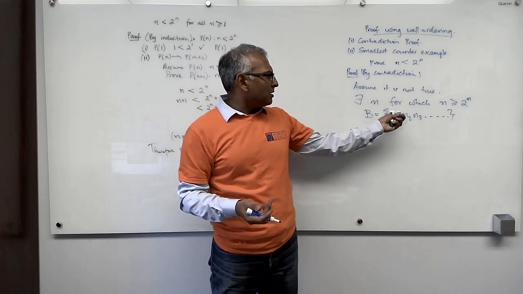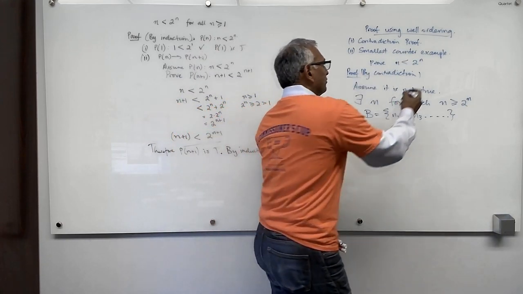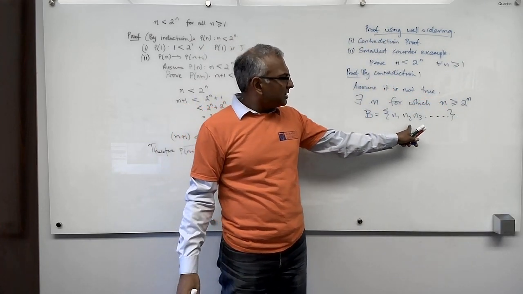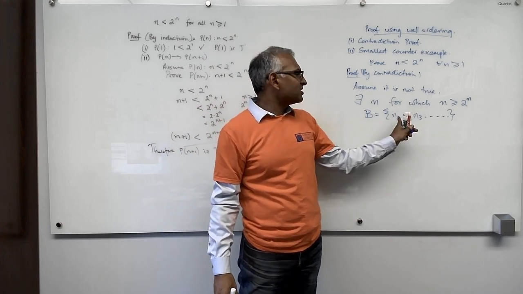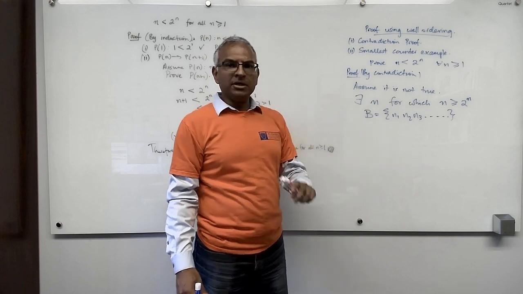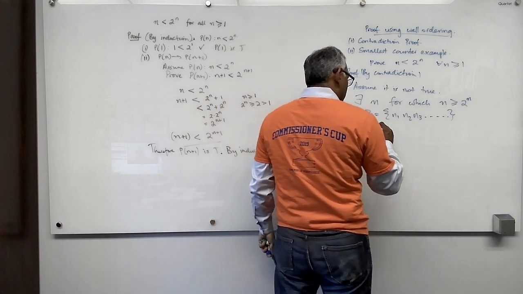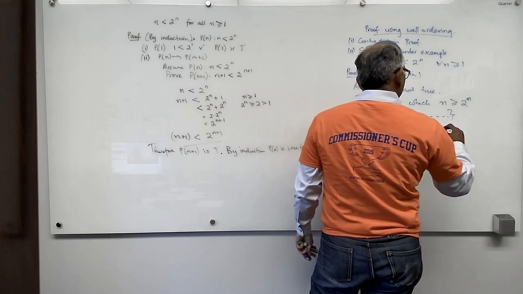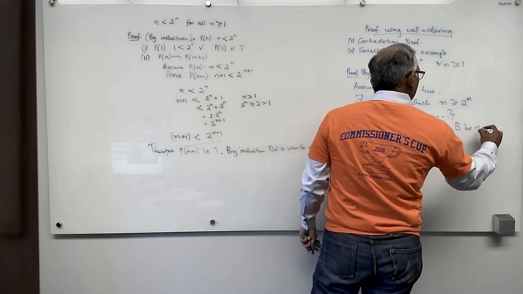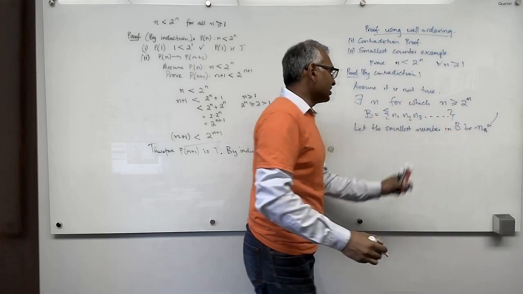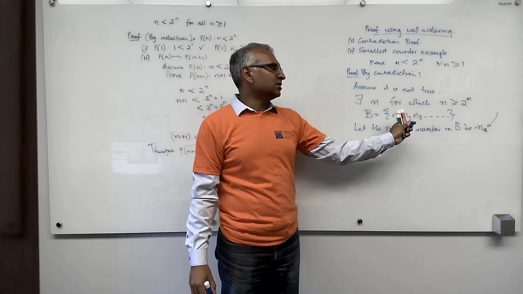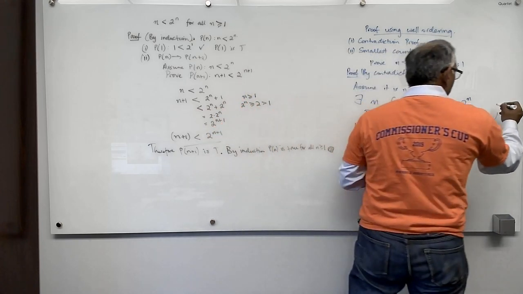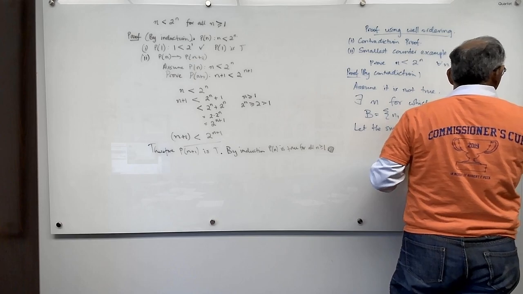But I know there's at least one, because we're assuming that this claim is not true for all n greater or equal to 1. So there must be at least one. So it's a non-empty set, and it contains only natural numbers, so it must have a minimum. It must have a smallest n in B. So let the smallest number in B be n star. We know this must exist in B because it's not empty and contains only natural numbers, and that's the well-ordering principle. It says that there must be a minimum.